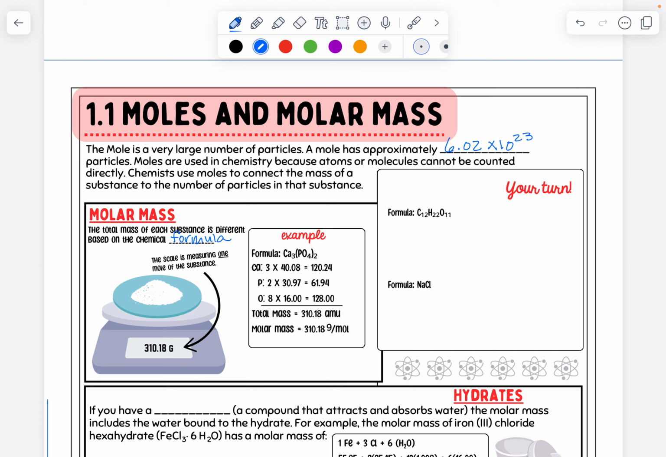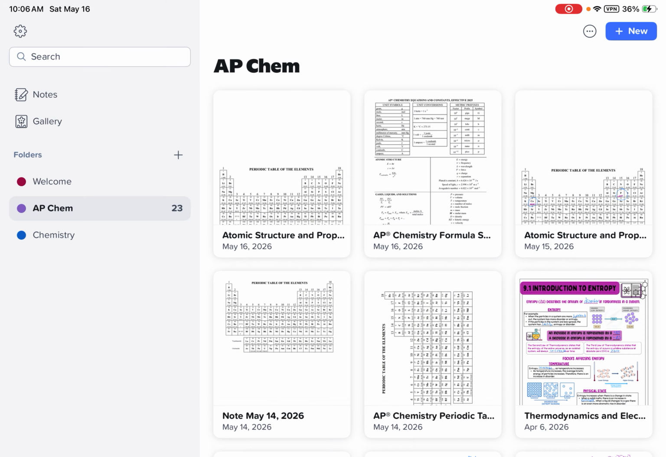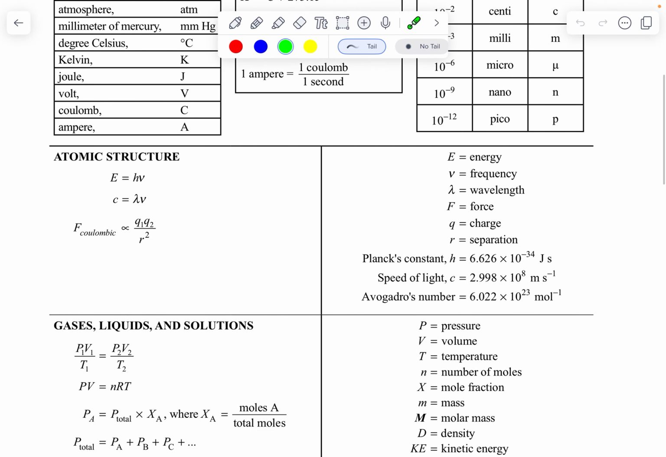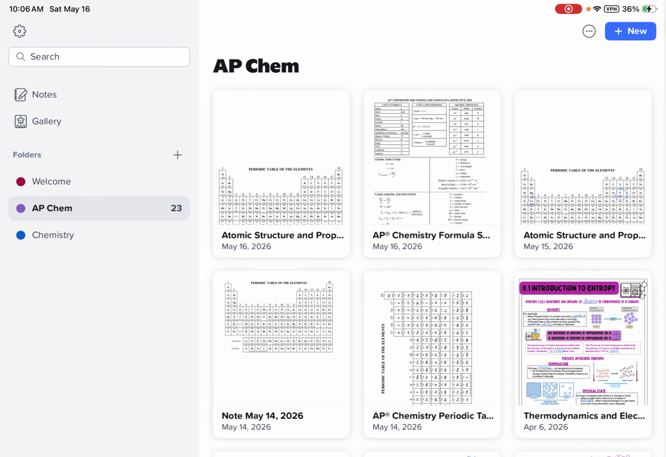You do not need to memorize this number, but we use it so much that you likely will know it. If you go and look at the AP formula sheet, you'll see that Avogadro's number, that's what we call it, is on there. So if you forget or you blank out, you can always go to your formula sheet and find that number.